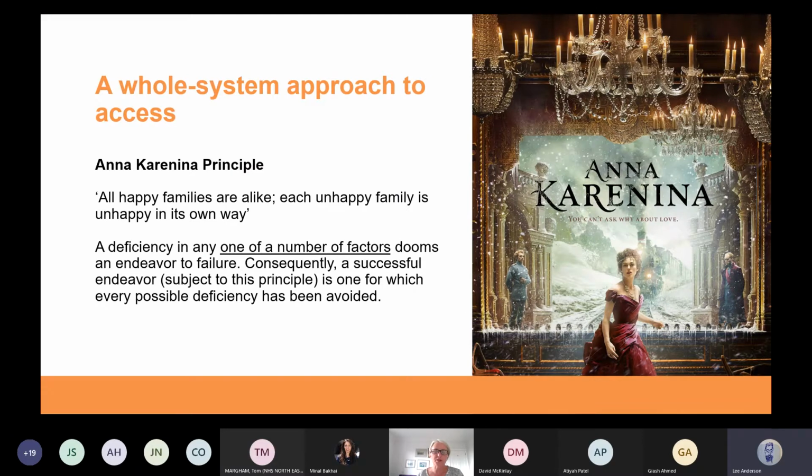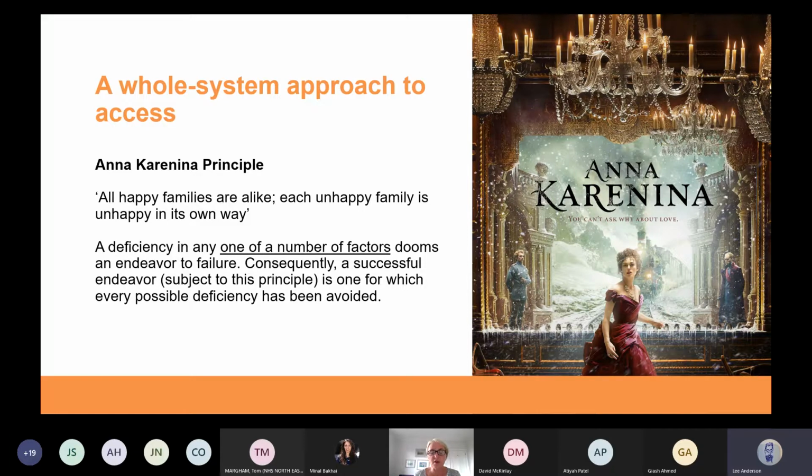So we talk about a whole system approach. Now, I draw on the Anna Karenina principle. The book Anna Karenina starts with this line: all happy families are alike, and each unhappy family is unhappy in its own way. From this is derived the Anna Karenina principle, which states that a deficiency of any one of a number of factors dooms an endeavour to failure. Consequently, a successful endeavour, subject to this principle, is one for which every possible deficiency has been avoided.